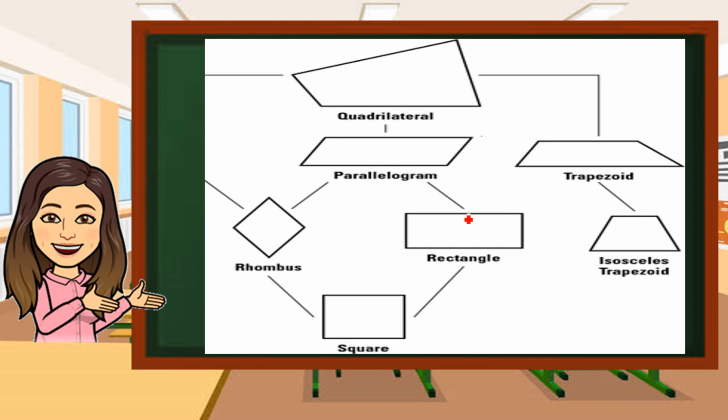So as you can see, square, rhombus, and rectangle are classified as parallelograms. Why? Because the two pairs of their opposite sides are all parallel. That's why if you will be asked what kind of quadrilateral are rhombus, rectangle, and square, you will answer parallelogram. It will not be classified as trapezoid, okay?